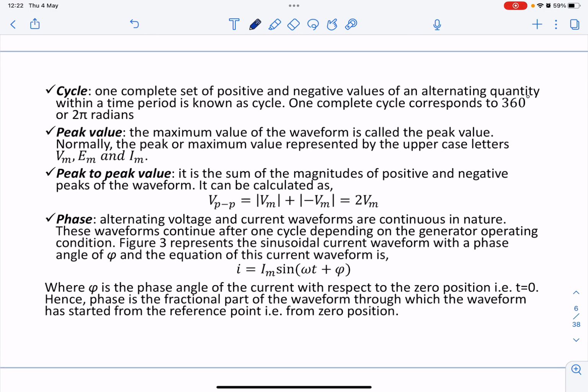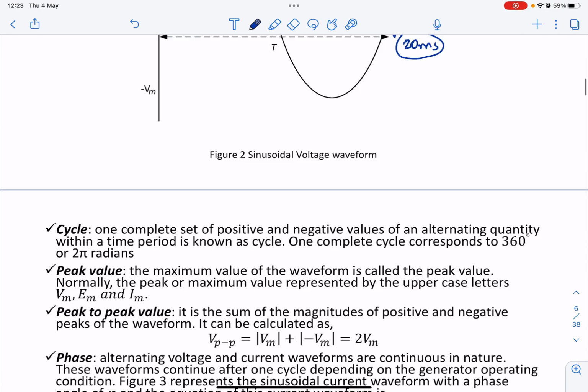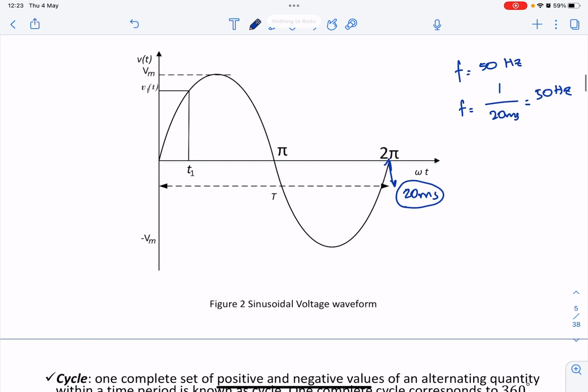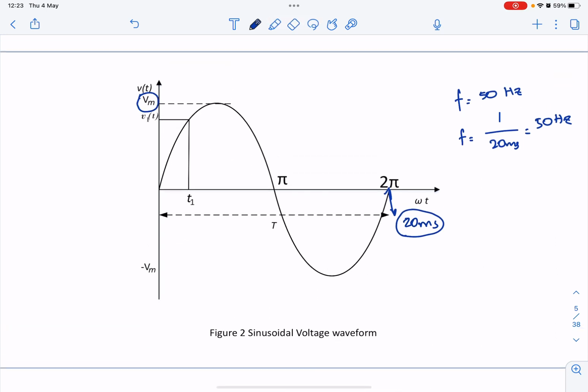So cycle: one complete set of positive and negative values of an alternating quantity within a time period is known as one cycle. One complete cycle corresponds to 360 degrees or 2 pi radians. Peak value is the maximum value of the waveform. Normally the peak or maximum value is represented by the uppercase letters Vm, Em, and Im. So if you look at this diagram, this Vm is its peak value.